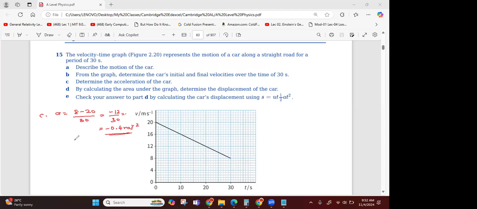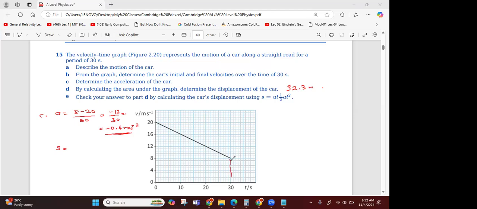Thirty-two point three meters. Okay, let's find it. So the displacement is the area under the curve. So I can find this area.